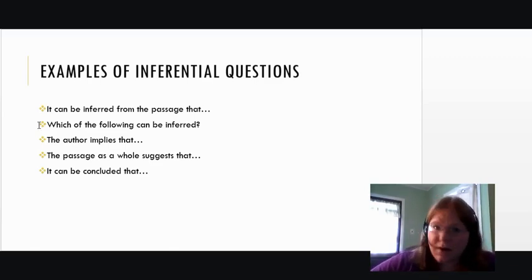Which of the following can be inferred? So they give you a list of possible things, possible guesses, and you have to figure out which of these is supported by details from the passage. The author implies that. So what is the author suggesting? They're not saying it outright, but you can use the clues to figure it out. The passage as a whole suggests that, like I said, you just have to read the whole passage. What do the details seem to lead to? And it can be concluded that, like I said, they're looking for you to make an educated guess based on what you've read.